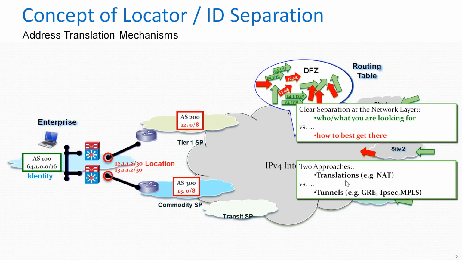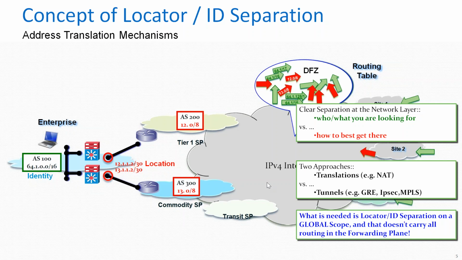Either I can use NAT, or I can create some sort of tunnel from this location to my remote location. Correct? So maybe GRE, MPLS, IPsec, these type of tunnels I can use. Correct? Now, what is needed in locator ID separation on a global scope, and that doesn't carry all routing in the forwarding plane. Again, I'll tell you what it means, that you don't need to have a complete routing table per router or per device.